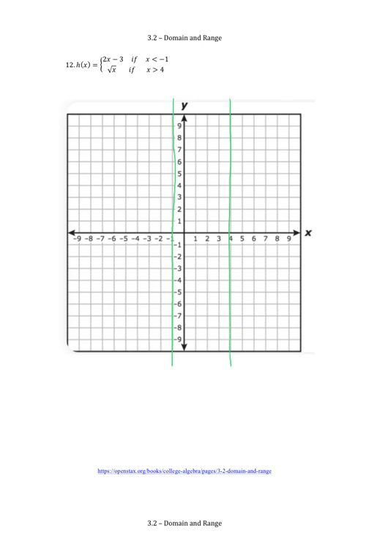Okay. So if x is less than -1, that's going to be to the left of the first green line. So that's going to be y equals 2x minus 3. That's a linear equation. And then x is greater than 4 is going to be to the right of the second green line. So y equals the square root of x. That means nothing is happening in this middle section. So this is completely off limits, right? There's nothing here. So there's a gap.